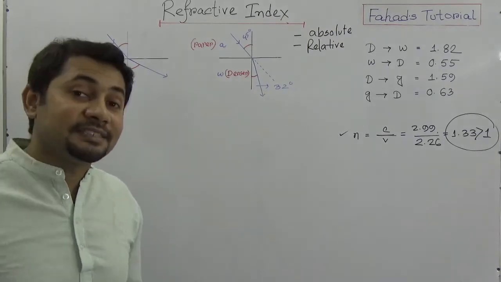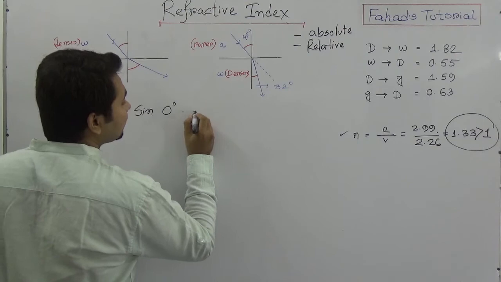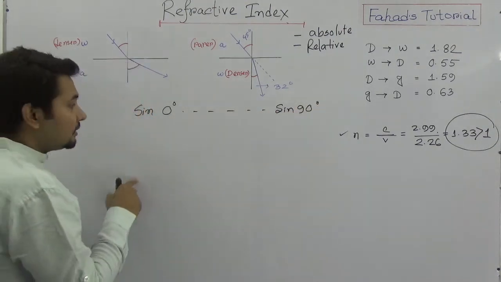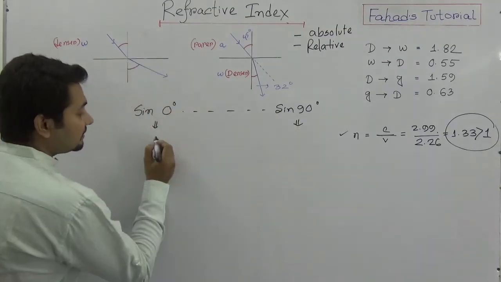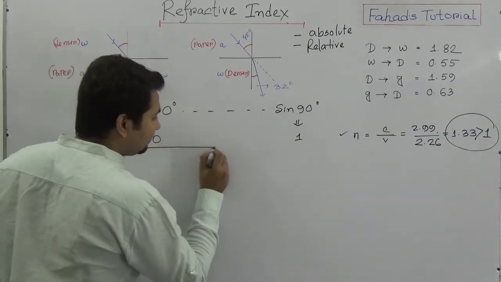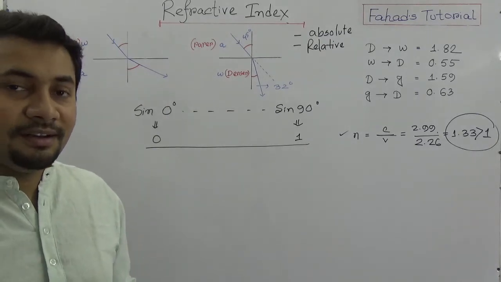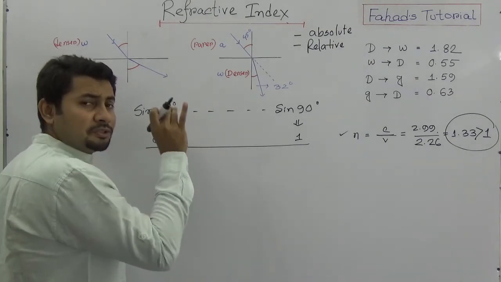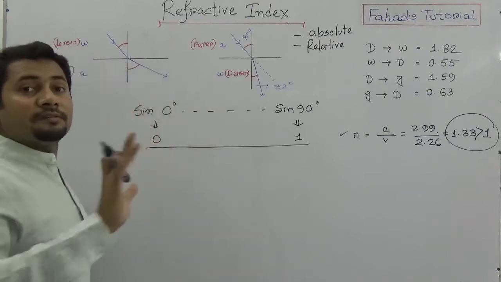You know what is the value of sine 0 degree? Sine 0 degree, and think about sine 90 degree. The values of sine 0 degree and sine 90 degree are 0 to 1. And there are infinite numbers between 0 and 1. It can be 0.11, 0.12, 0.22, 0.23, 0.04, lots of numbers.